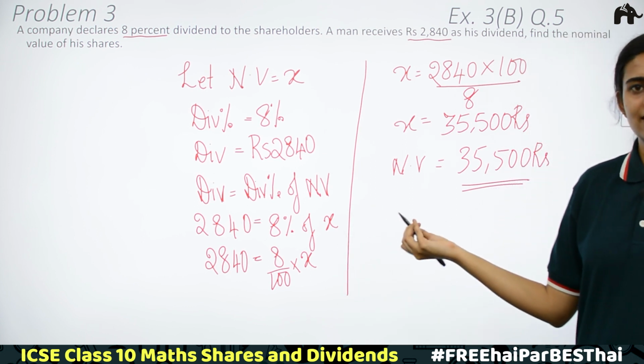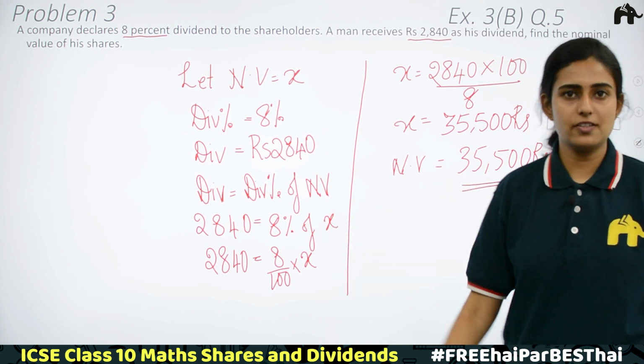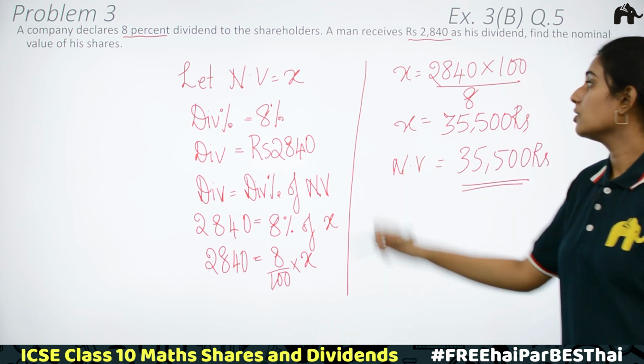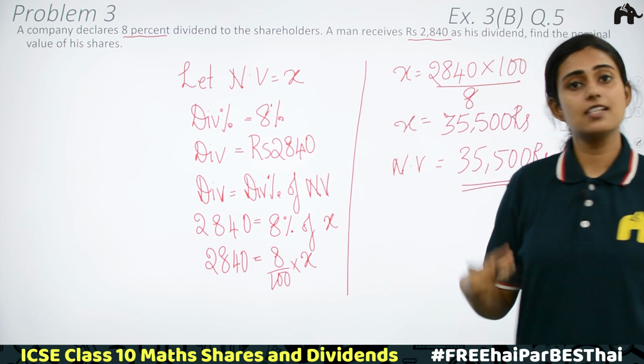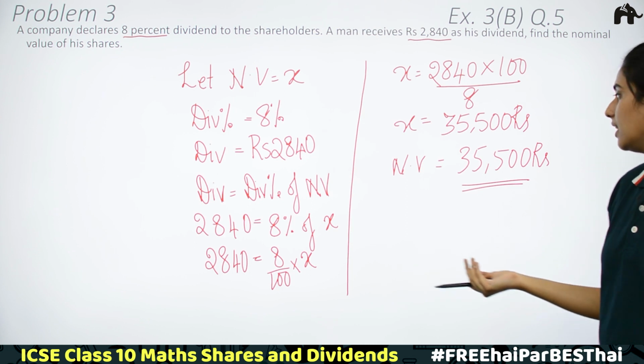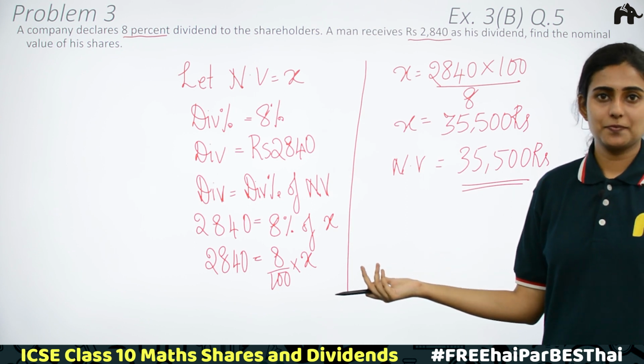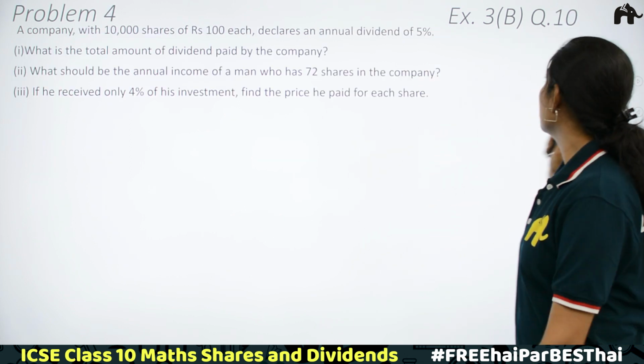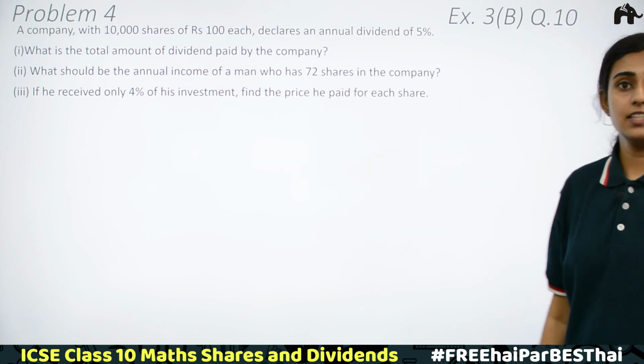Very easy question, right? We just had to substitute the values. We didn't know what nominal value is, so we took nominal value as x. Okay. Let's move on to the next question. Problem number 4. Question 10 of exercise 3B.